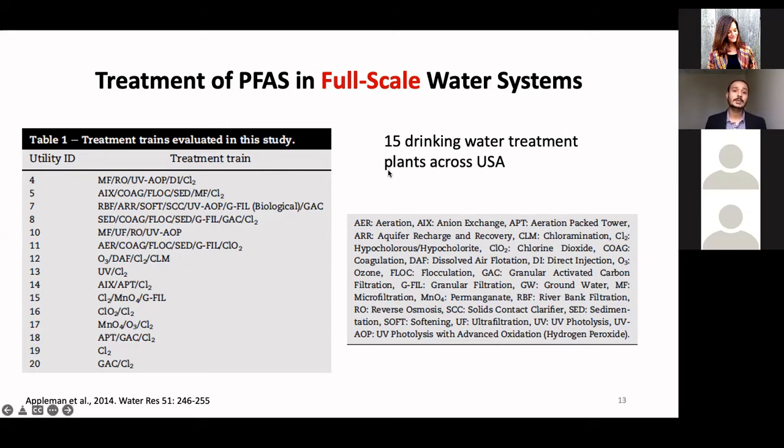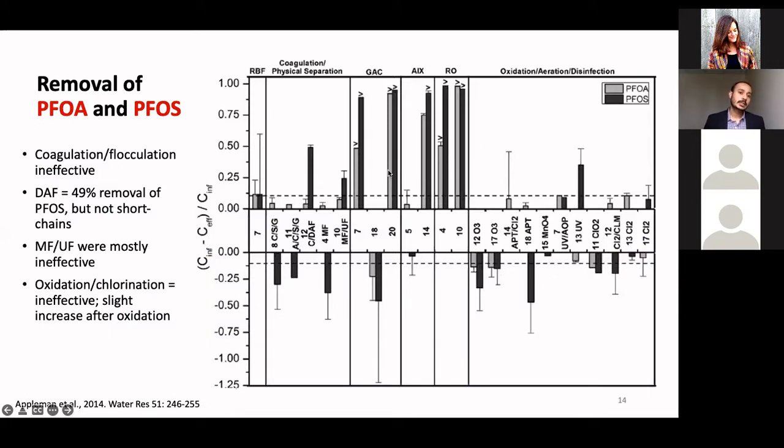So here we see the results for the removal of PFOA and PFOS in these various full-scale systems. In the figure on the right, what it shows is the removal as a fraction.